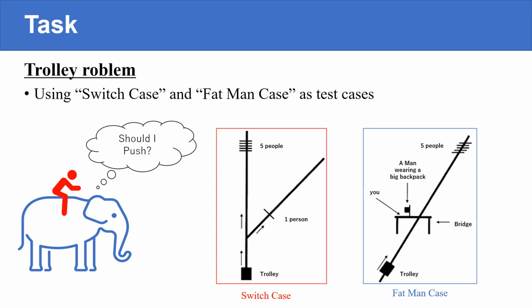As a task of our model, we use the trolley problem, which is one of the famous thought experiments in moral judgment. In our research, switch and fatman case scenario are used as test cases to see the switching between System 1 and System 2. Humans make System 2 based decisions in switch case, but in fatman case it's different. People make decisions based on System 1. And we want to see this difference also with our model.